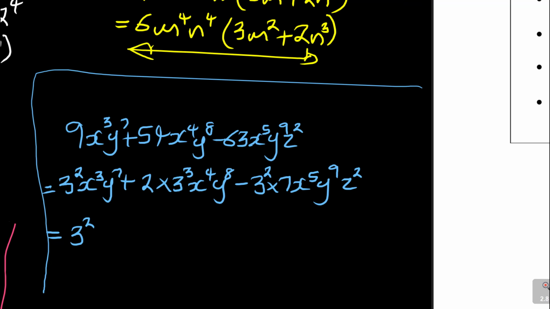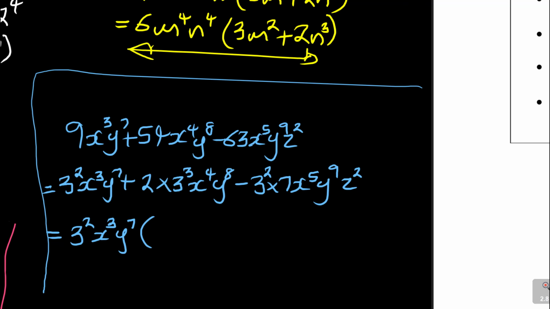That's the smaller power. Is there anything else? No. Focus on the letters. x is there, x is there, x is there. What's the smaller power? 3, 4, 5, it is 3. So I take x cubed. Do the same thing with y. y7, y8, y9. I've got y7. z is only appearing once. That's it. 3 squared, x cubed, y7. So all these are represented here. So what is left?